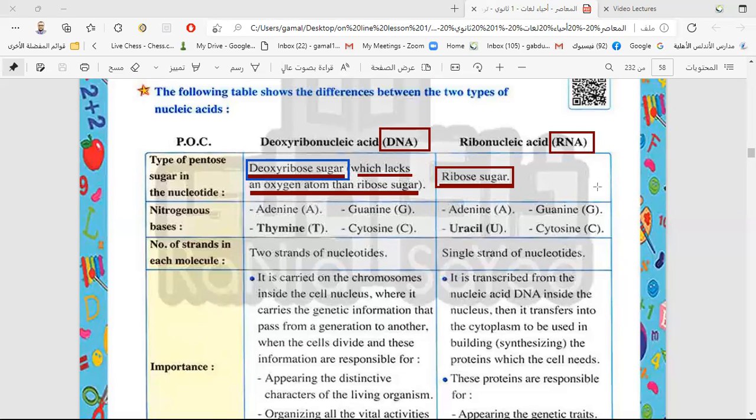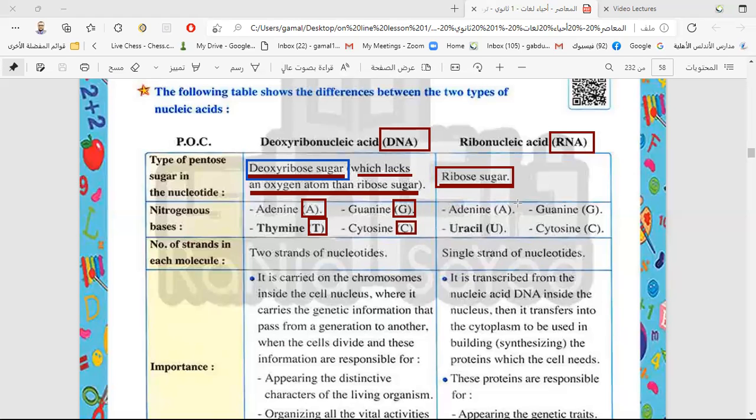The second difference, the nitrogenous bases. The nitrogenous bases found in DNA, adenine and thymine, always bind together by double bond. Guanine and cytosine always bind together by triple covalent bond. So adenine always binds to thymine with what? With double covalent bond. Guanine always binds with cytosine with what? With triple covalent bond.